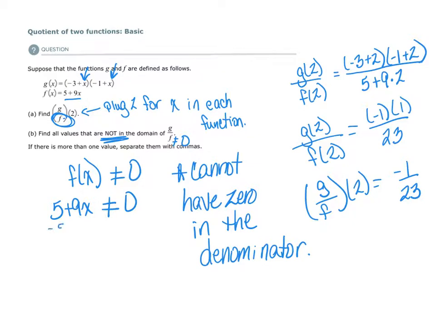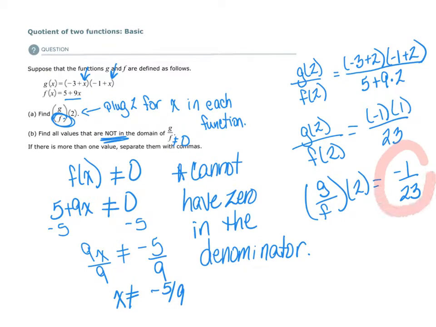The first thing I'm going to do is subtract 5 from both sides. So I'm left with 9x equals -5. And then I'm going to divide by 9. What this is telling me is that my x value cannot be -5/9. So we have two answers to this. The answer to the first part is -1 over 23. And the second part is that x cannot equal -5/9.